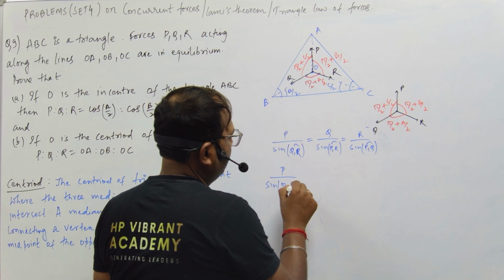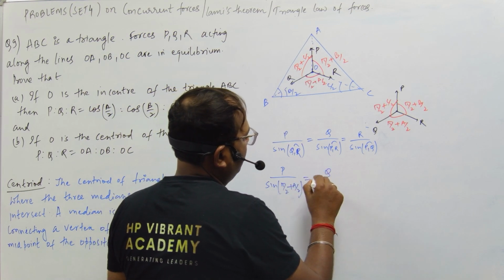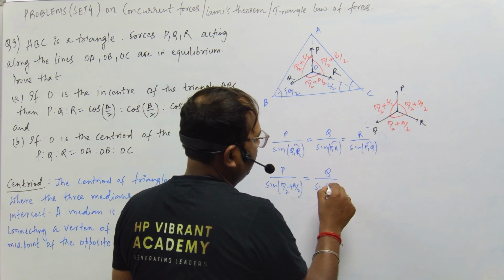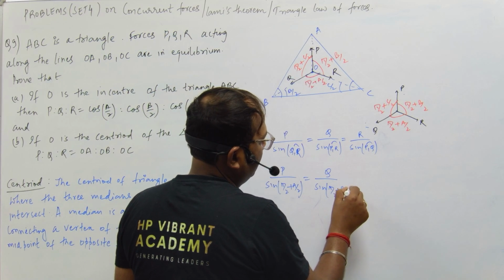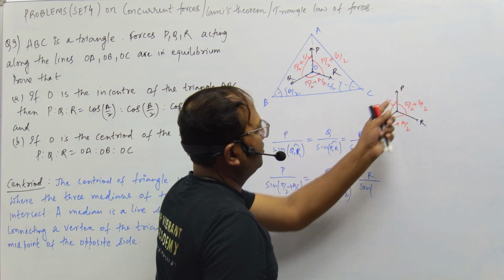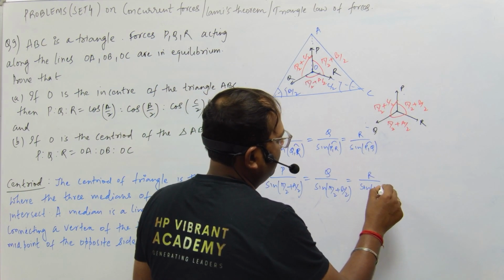So we have P upon sine of pi by 2 plus A by 2 is equal to Q upon sine of angle between P and R, which is pi by 2 plus B by 2, is equal to R upon sine of angle between P and Q, which is pi by 2 plus C by 2.